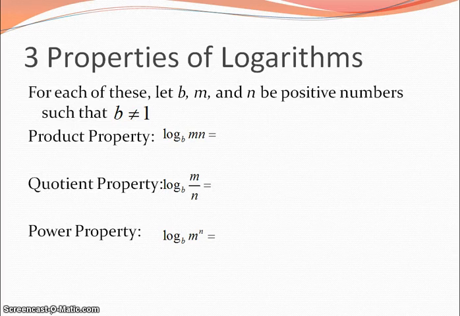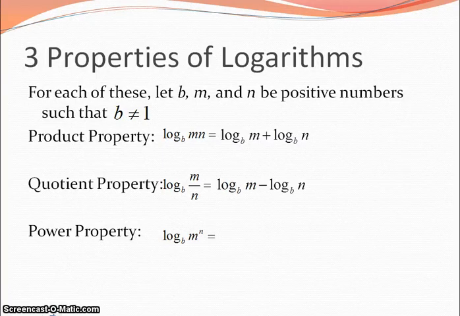Our product property looks something like that, and what it is, we're going to take our values of the individual logs and add them. Our quotient property, we see that our numbers are being divided, and our actual values for those numbers will be subtracted, with our numerator subtracting our denominator. And our power property, we have a number to another number. That exponent is brought out in front, and our logs are equivalent.